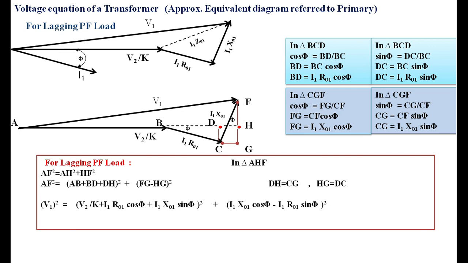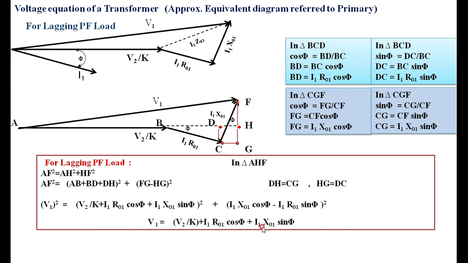So this is I1 X1 cos phi, that is FG, and HG you have to deduct, that is I1 R1 sin phi whole square. Okay, this is how we have to calculate V1 square. Ultimately, if you are simplifying this equation, what I am getting here is V1 is equal to V2 by K plus I1 R1 cos phi plus I1 X1 sin phi. This is the equation you are getting for the voltage. These are all drops taken.